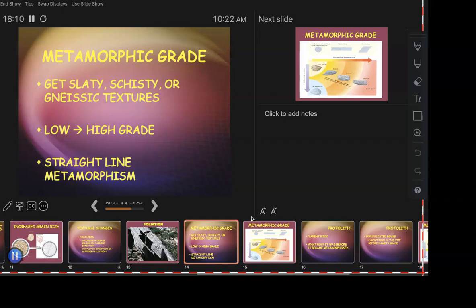Same thing happens with metamorphism. The longer you're exposed to the temperatures or the pressures, the more changes happen. Okay? We talk about low grade versus high grade. Low grade metamorphism is a little bit. High grade metamorphism is a lot of it.